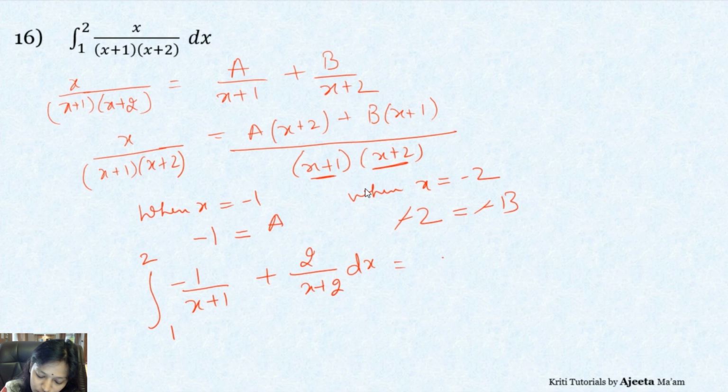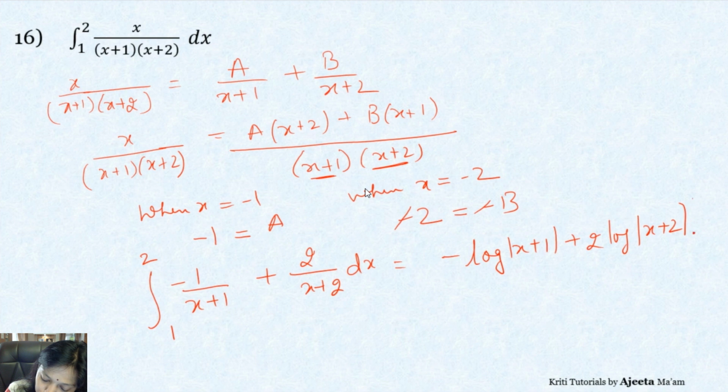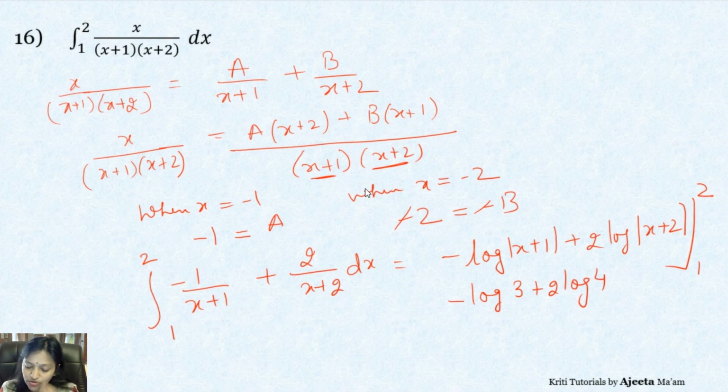Now let's do the integration. So what will you get? Minus log of x plus 1 plus 2 log of x plus 2, right? And the limits are 1 to 2. Now let's put the values. So what will you get? Minus log 3 plus 2 log 4. Pay attention: for 1 we will put the value because now we don't have any log 1. So we will get the values, okay? So minus log 2 plus 2 log 3. Okay? Now let's open the bracket.